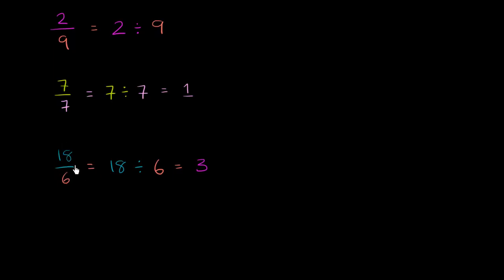Well, we could rewrite 18/6. That's going to be the same thing: 18 is 6 plus 6 plus 6, and then all of that over 6. And that's the same thing as 6 over 6 plus 6 over 6 plus 6 over 6.